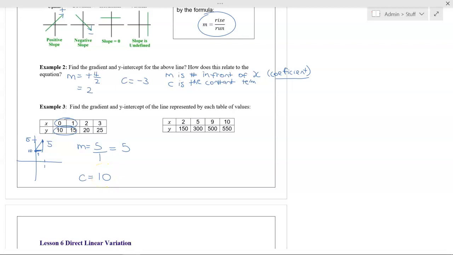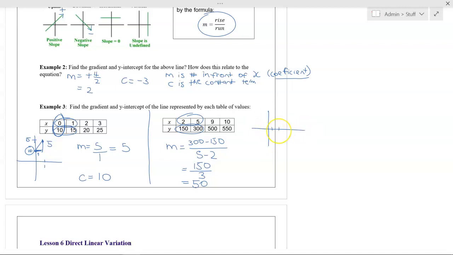c's easy. It's the value where x is 0. So it's when y equals 10. And a graph can help you with that. Let's have a look at the next one. Step 1, I'm going to choose the first 2 points. And I'm going to go 300 minus 150 over 5 minus 2. So instead of graphing it, I'm just going to jump straight to that. This will break down to 50.